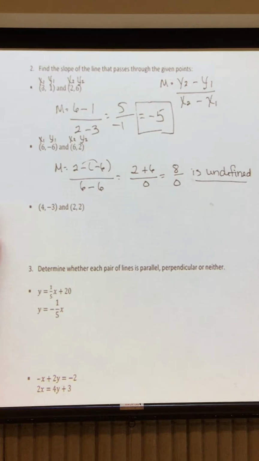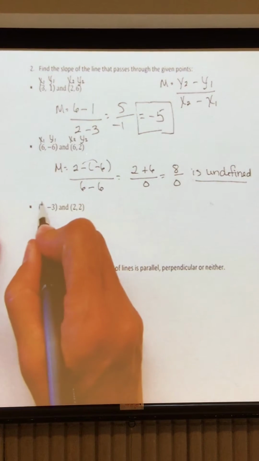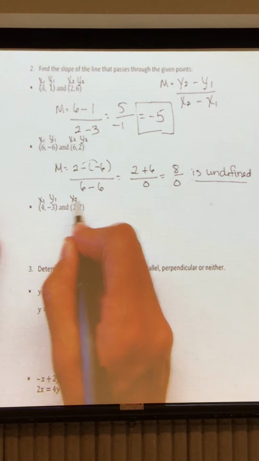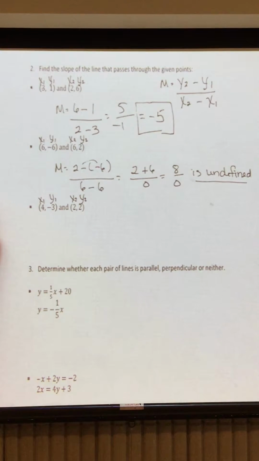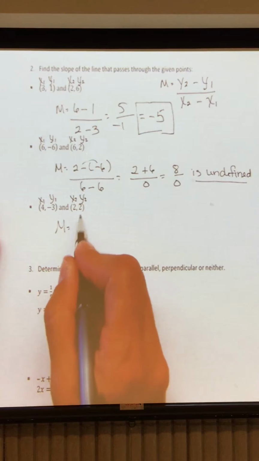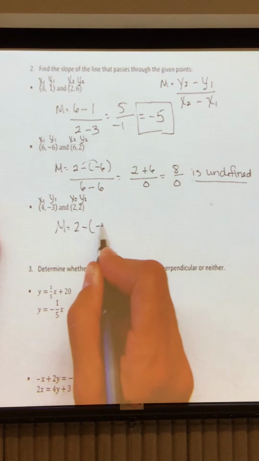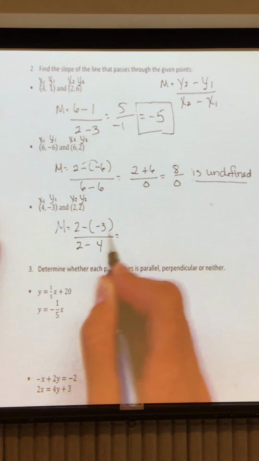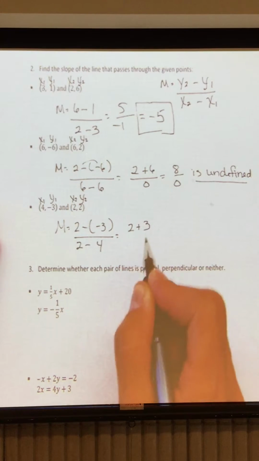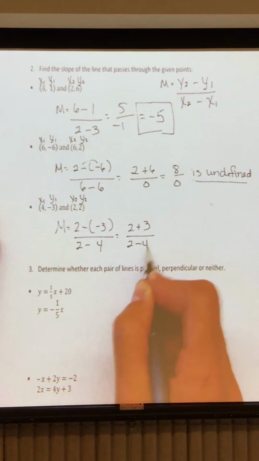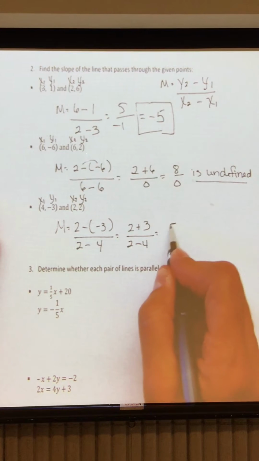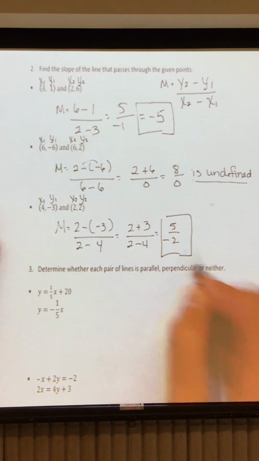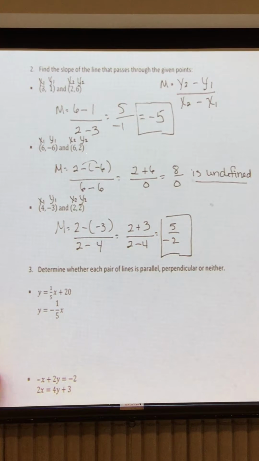On the last pair of points, we have 4, negative 3, and 2, and 2. So our slope is y2 minus y1 over x2 minus x1. So we have 2 plus 3 over 2 minus 4. 2 plus 3 is 5. 2 minus 4 is negative 2. Therefore, our slope is 5 over negative 2.